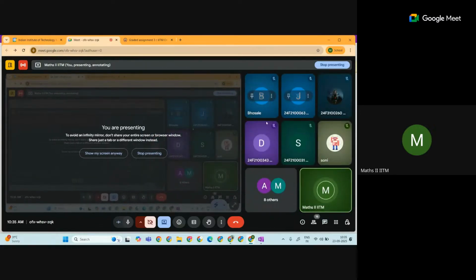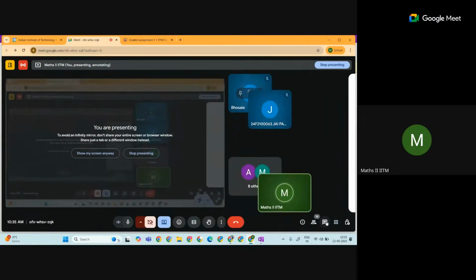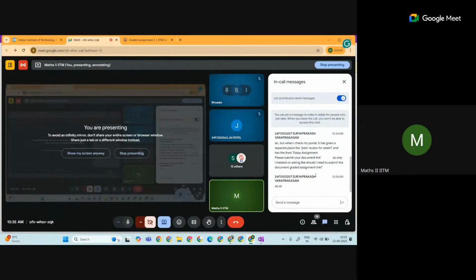I was a bit upset with the previous batch, they used to be very silent and did not make the session interactive. So my request is, please make it interactive, ask your doubts. If you are not understanding, don't ask in the chat. Even you can unmute, like Surya Prakash, who wrote in the chat. I would prefer you unmute yourself and ask in front of me, this is the doubt I have. Don't write in the chat.